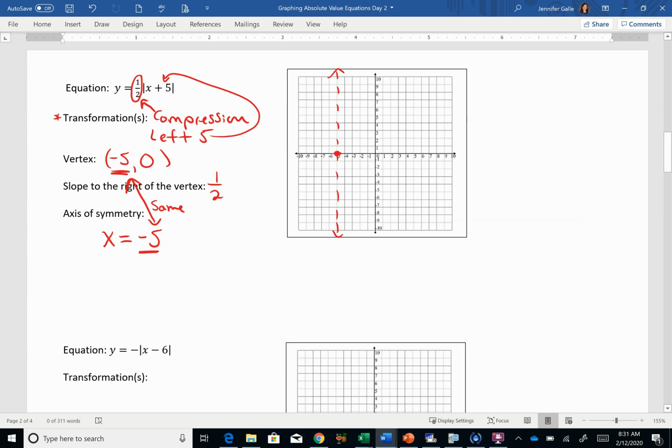Now in order to graph, we just use our slope. Your vertex is your starting point. We go up 1, right 2. Up 1, right 2. To get the left side, we just reflect those points over. Now we have our nice V-shaped graph. Make sure it's symmetric. Make sure you have all of your points lined up where they should be.